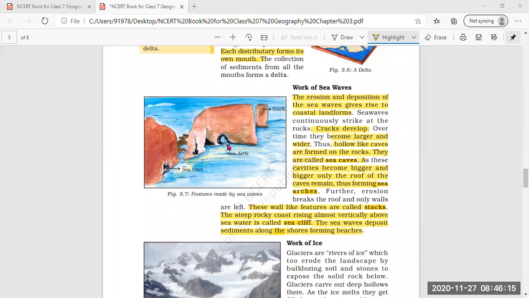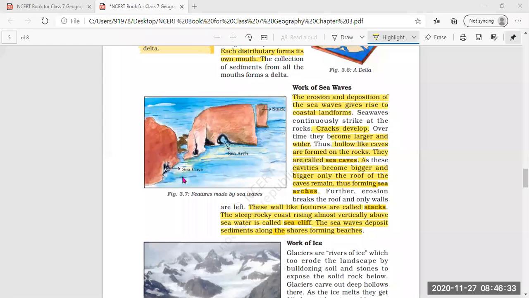These cavities become bigger and bigger. Only the roof of the caves remains, thus forming the sea arches. Like this, it remains hollow inside, and a type of pass is there and takes the form of an arch.